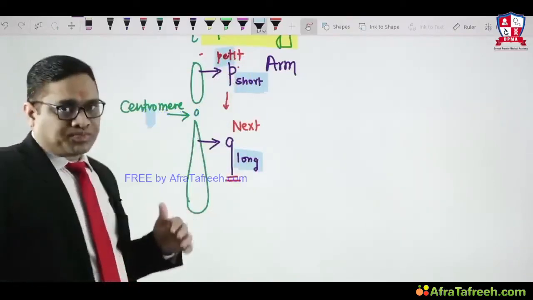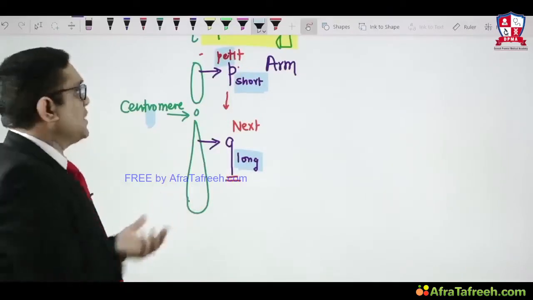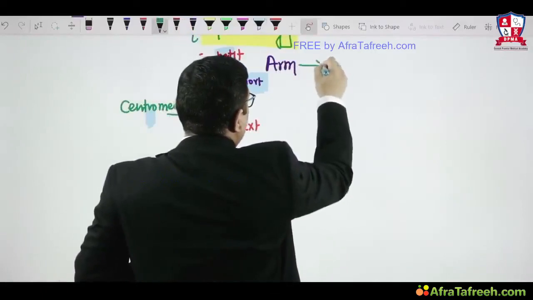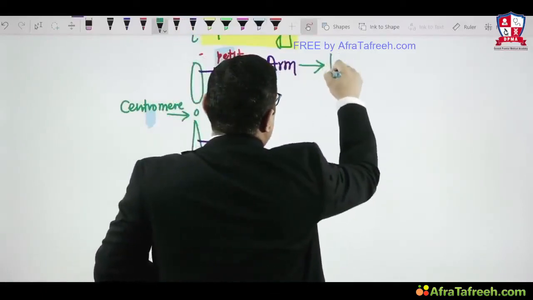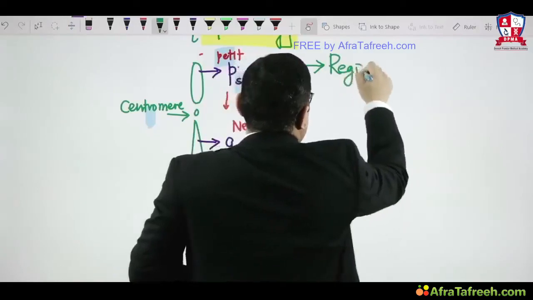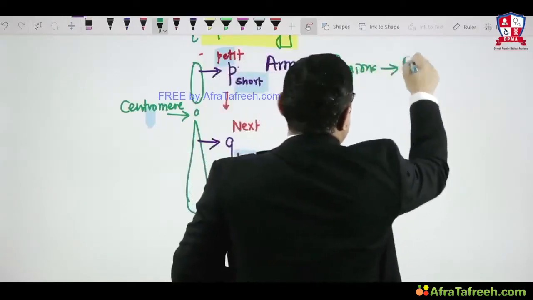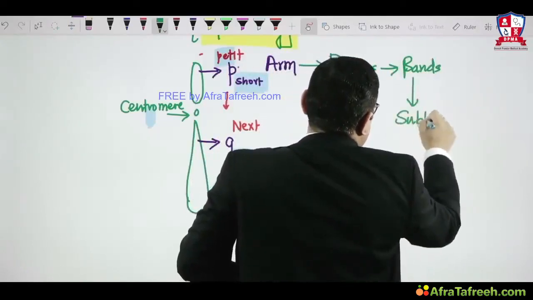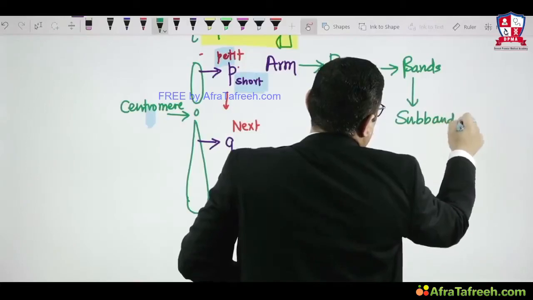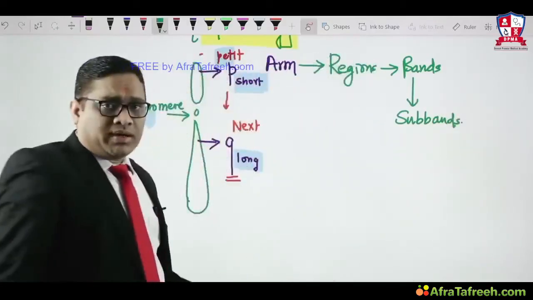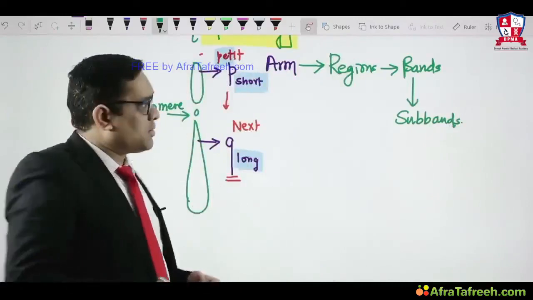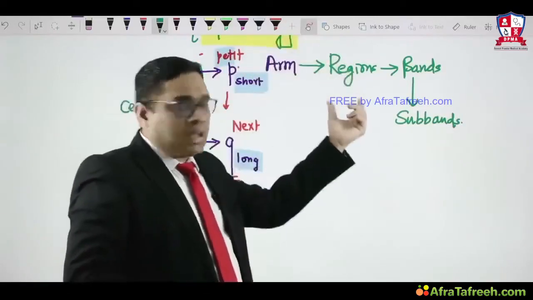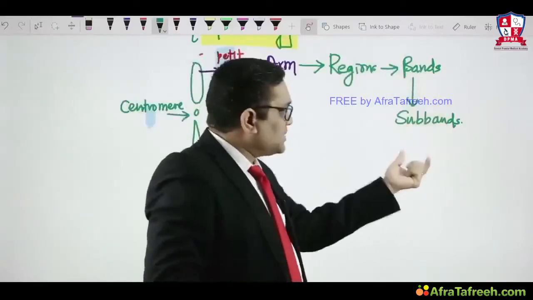Now, how do we divide any chromosome? I will explain. The chromosome is first divided into arms. Arms are divided into regions. Regions are divided into bands, and bands are divided into sub-bands. This is how we divide a chromosome, and this is the real and ideal karyotyping which we see.